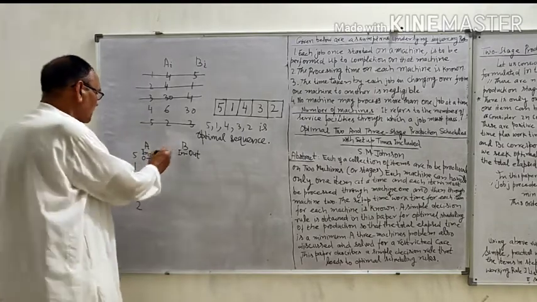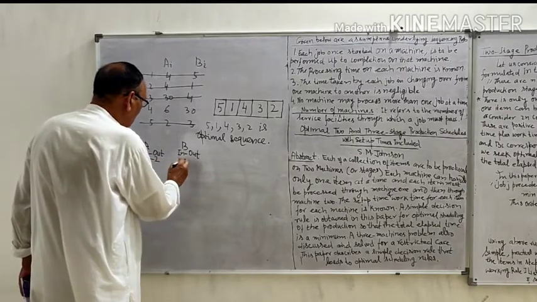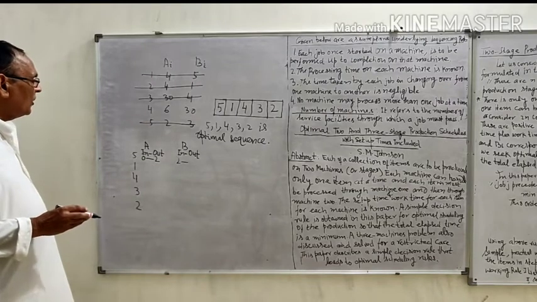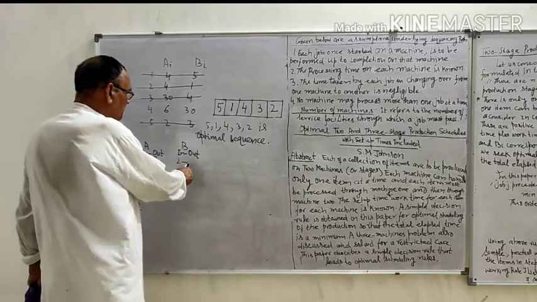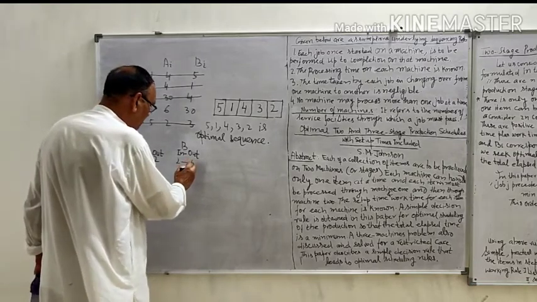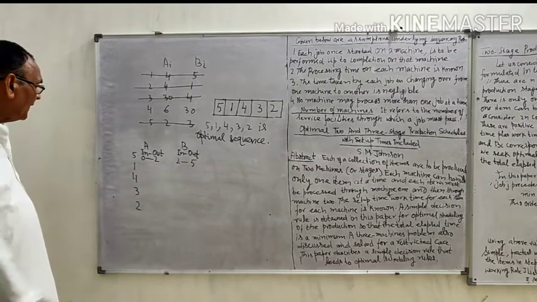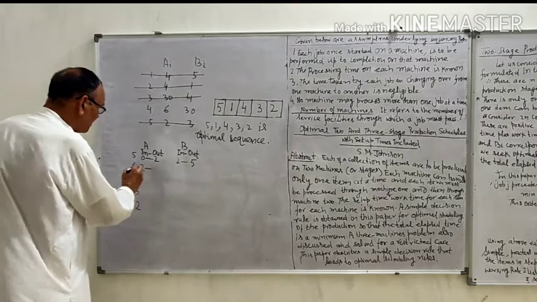So machine B will take this job number 5 at 2. And what is the processing time of job 5 on machine 2? It is 3. So starting at 2 and plus 3 more hours, it will be completed at 5 hours. Then machine A is free at 2.